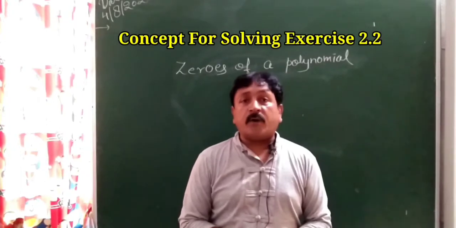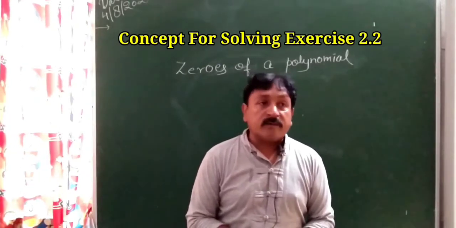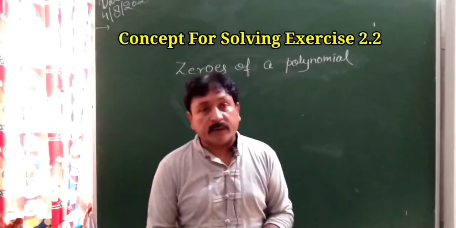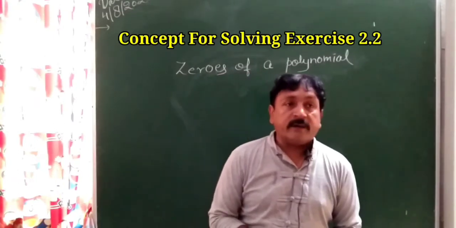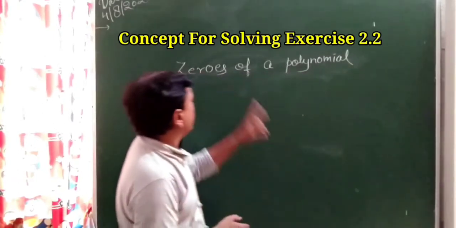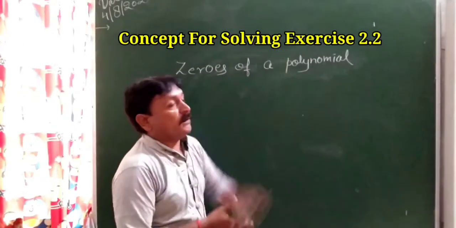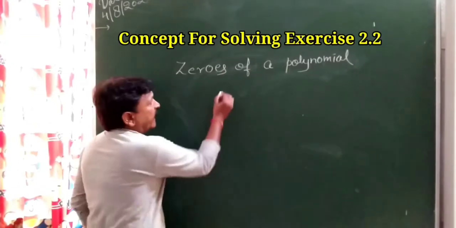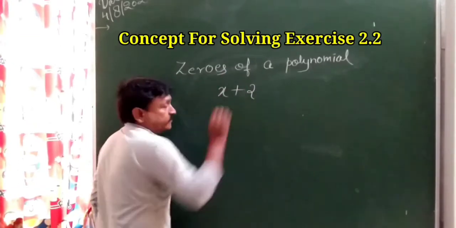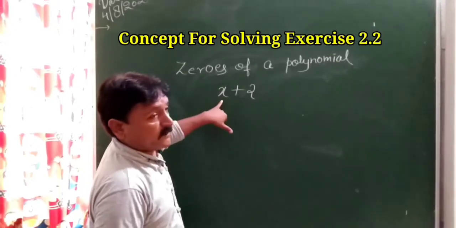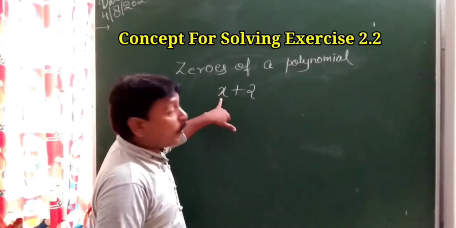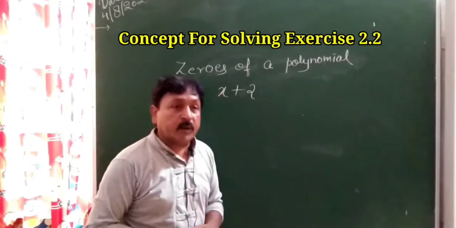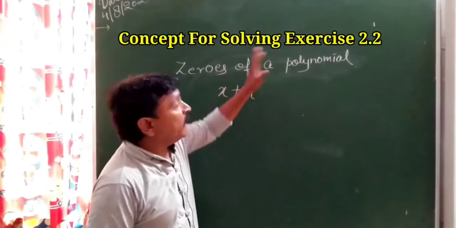But before starting the solutions, we must understand the concept of how we will solve the questions related to exercise 2.2. Okay? So the very basic concept which we have to understand is zeros of a polynomial. What is the meaning of zeros of a polynomial? Suppose I take any polynomial, say x plus 2. The variable is x. The value of this variable which, on putting in this expression, gives the answer 0 will be called the zero of a polynomial.